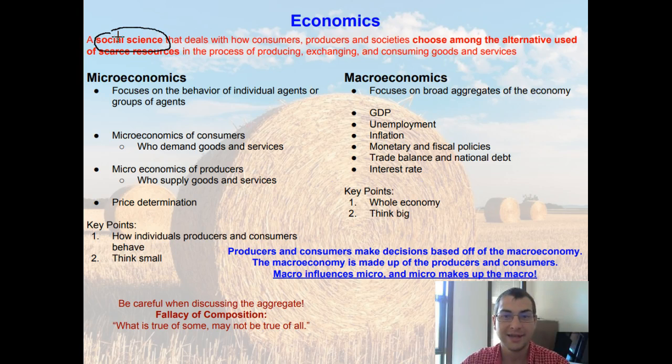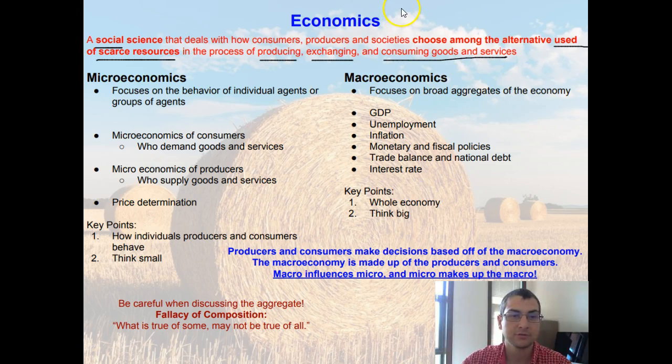But do all humans act the same every single time? Actually, they don't. So we call this a social science because it's dealing with human behavior, and that human behavior doesn't always hold true. We can develop laws based off of how people act normally, but there might be an outlier, somebody that doesn't act rationally. So it winds up becoming this social science that's dealing with human behavior, and it's looking at how these humans interact to use these scarce resources. How are they going to allocate or use these scarce resources? How are they going to choose among them? And they're going to be using that in the process of producing, exchanging, and consuming those goods and services.